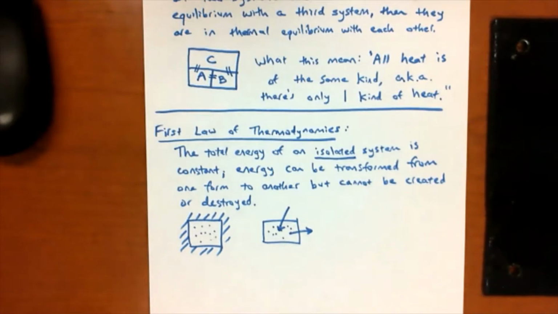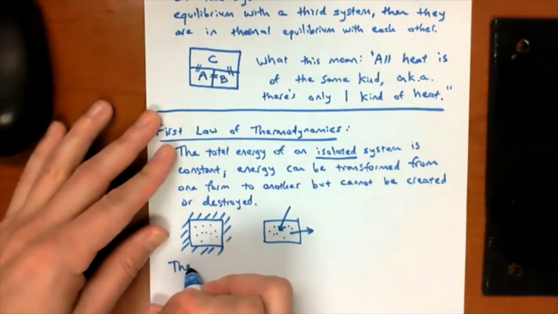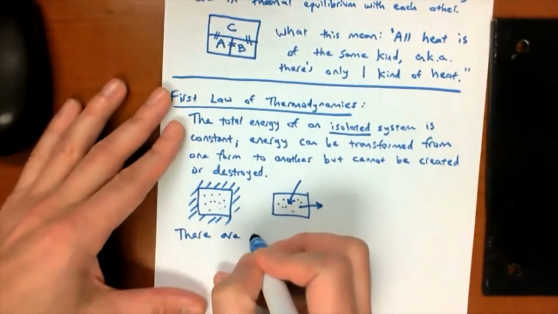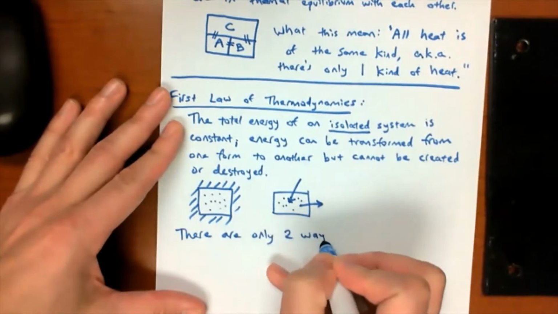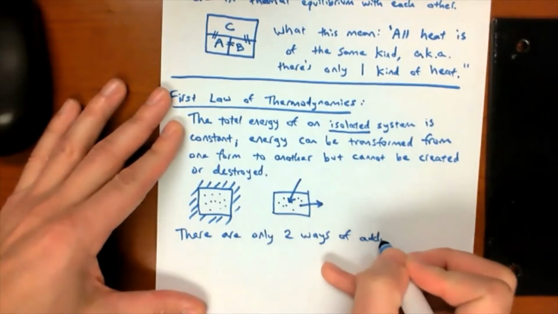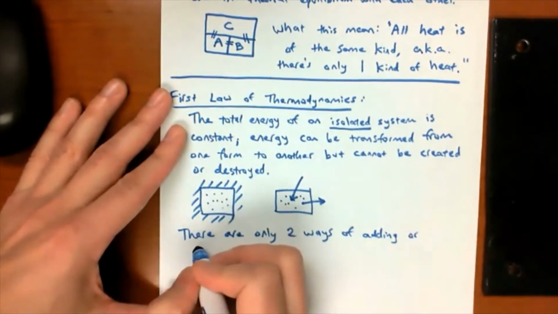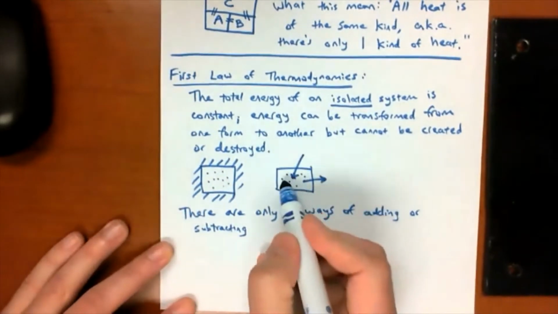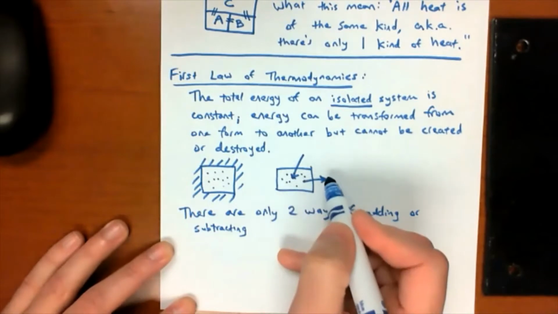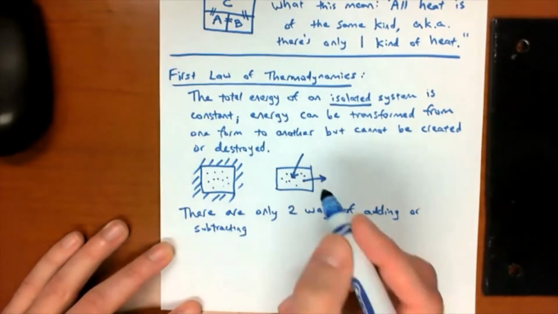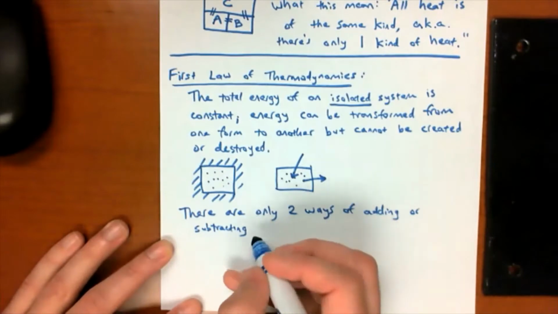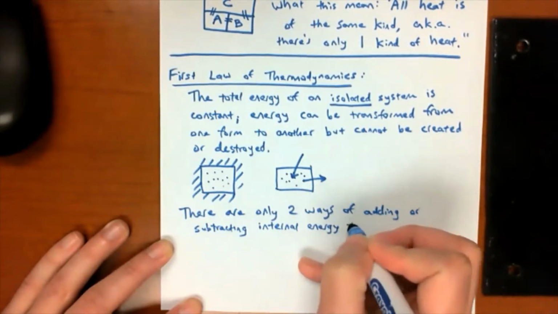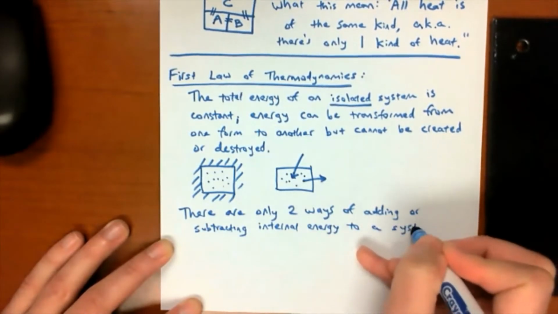And it turns out there are really only two ways. There are only two ways of adding or subtracting what we're going to call internal energy. That's the energy internal to this system. And we can add it and we can subtract it, but we're keeping track of the internal energy of this system. There are only two ways of adding or subtracting internal energy to a system.